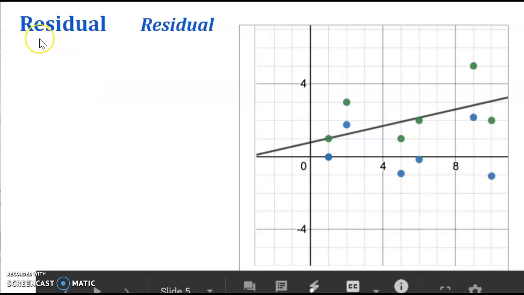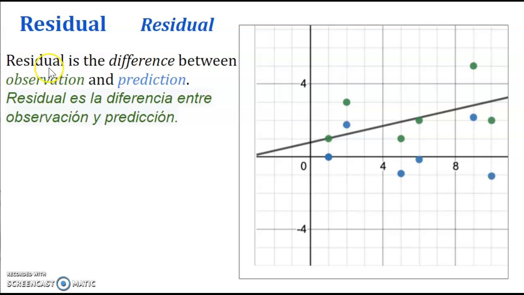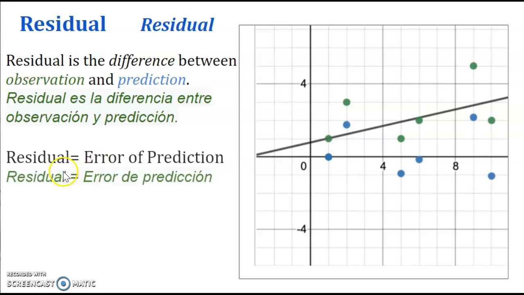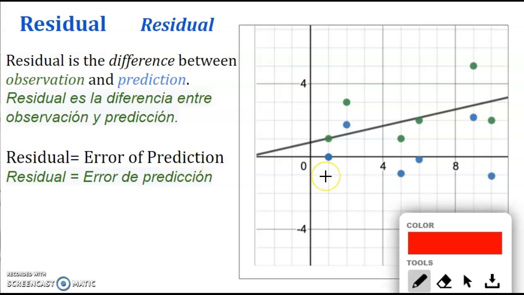So I am going to introduce the idea of residual. Okay, what is a residual? Residual is the difference between observation and prediction. That means residual is the error of prediction. So in this case, look at this, I have the residual from my line, and the data points were the green. Okay, so the data points were green and that data point was right on the line.